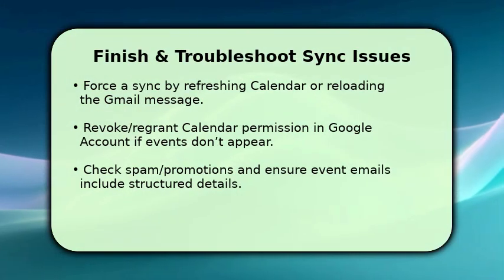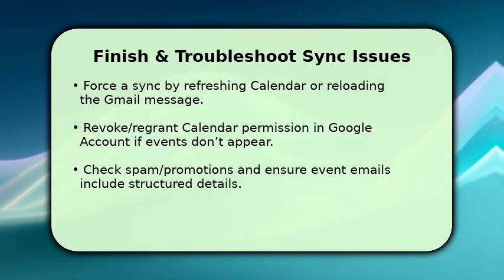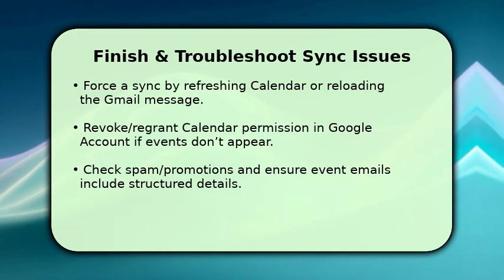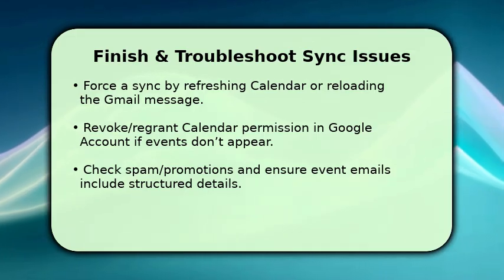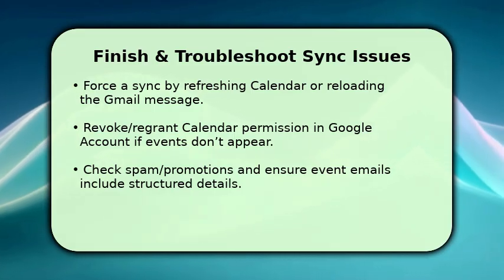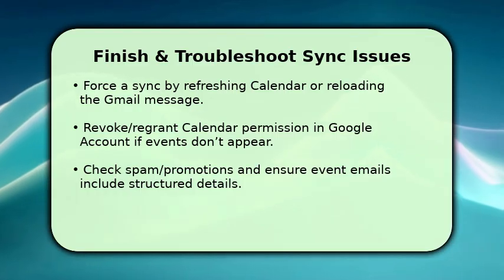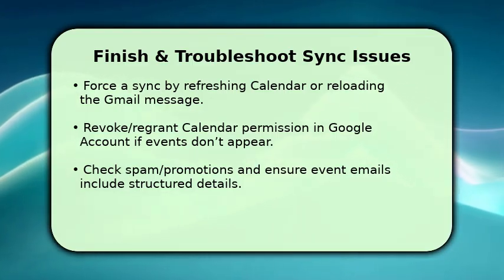To finish, refresh your calendar and open a Gmail message that should create an event. Calendar typically imports details within minutes. If events don't appear, revoke and regrant calendar permission in your Google account, then trigger a new email-based test. Make sure emails contain clear, structured itinerary details, dates, times, locations, because parsing fails on vague text.